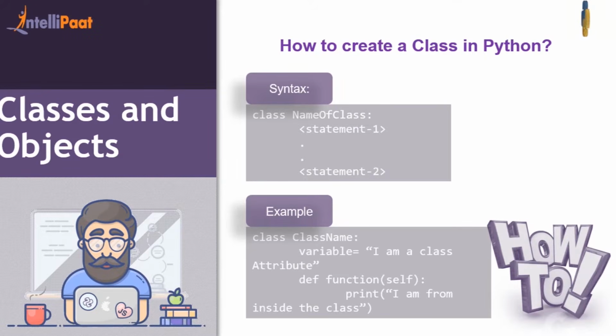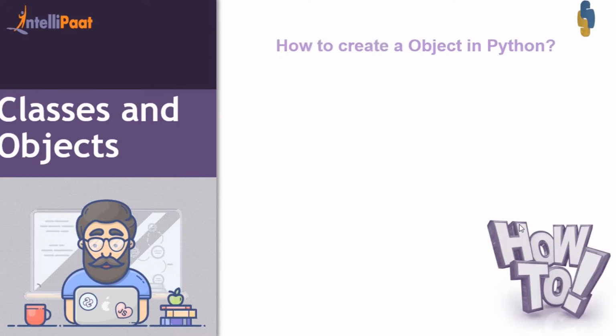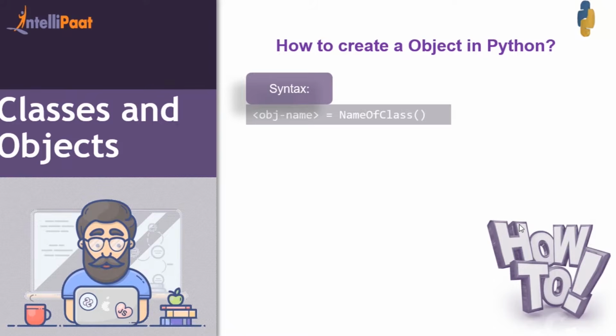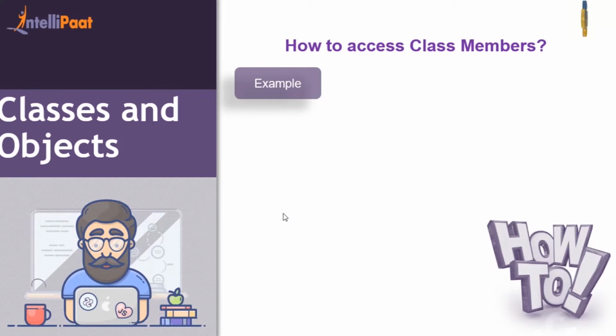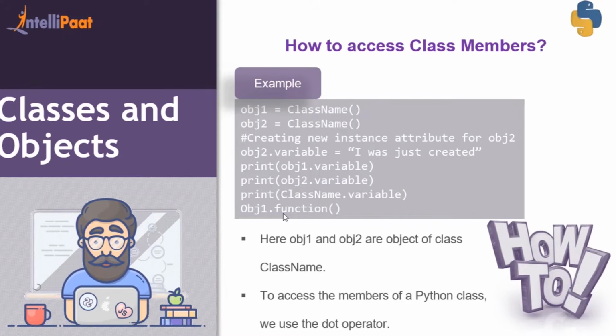So we already discussed how you can create a class in Python. Next, we discussed how to create an object in Python. You know the syntax, right? Object name equal name of the class followed by parentheses. We also saw an example. And here obj1 is an object of class name. Next, we also saw how we can access the class member, right? In the example where we created two different objects like obj1 and obj2. And we also saw how we can update the class variable or how we can create a new instance attribute for obj2, right? And we also compared the output of obj1 and obj2.